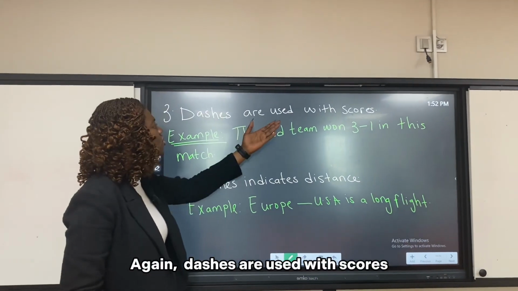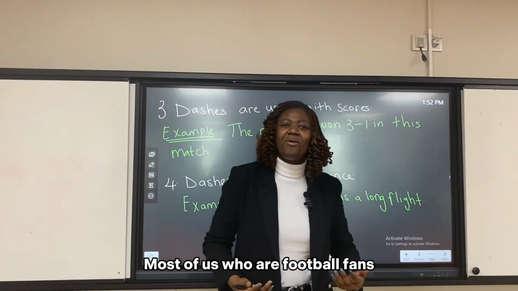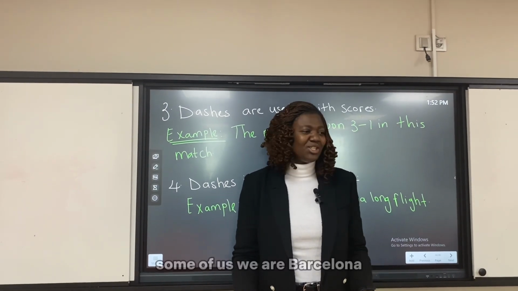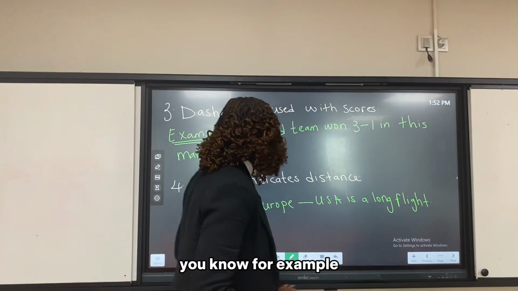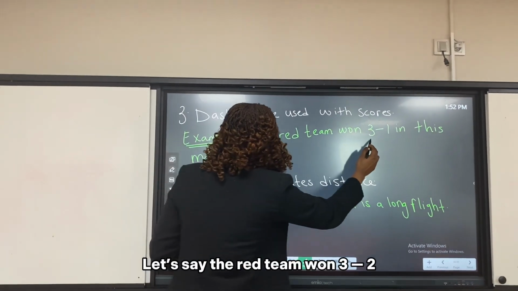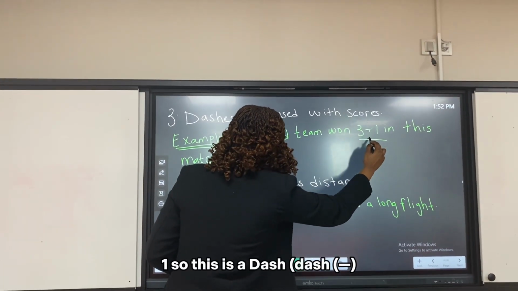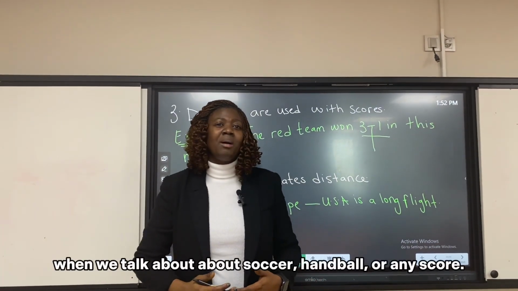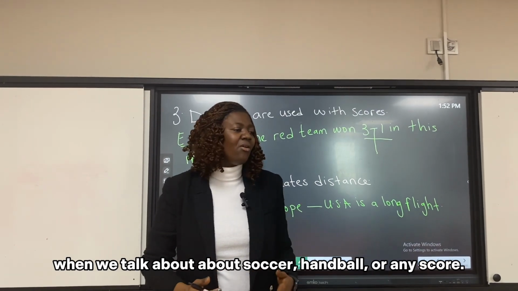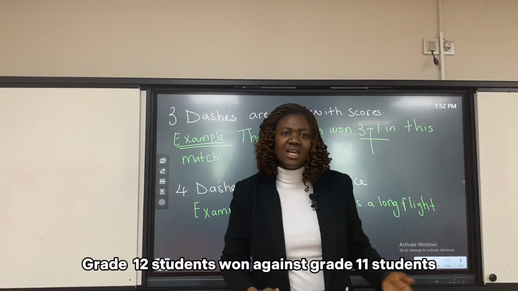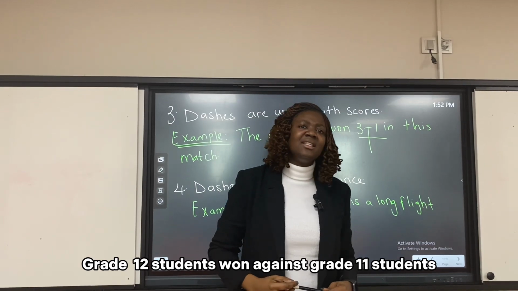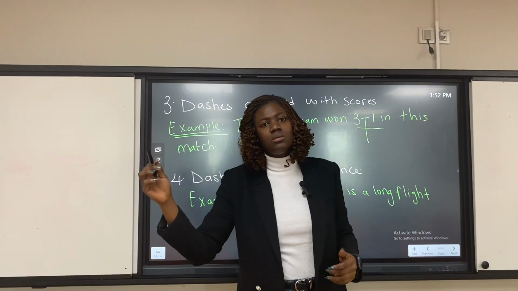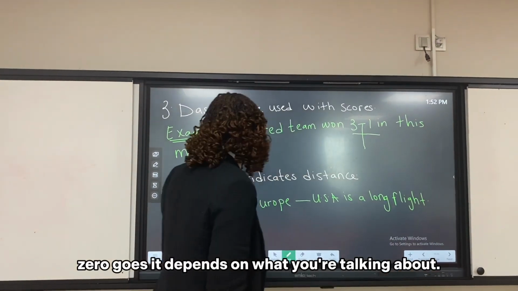Again, dashes are used with scores. Most of us who are football fans watch a lot of football. Some of us are Manchester fans. Some of us are Barcelona fans, you know. For example, let's say the red team won 3-2. So this is a dash. We use a dash when we talk about football scores, soccer, handball, or any score. I can say, for example, grade 12 students won against grade 11 students, let's say 4-0 goals. It depends on what you're talking about.